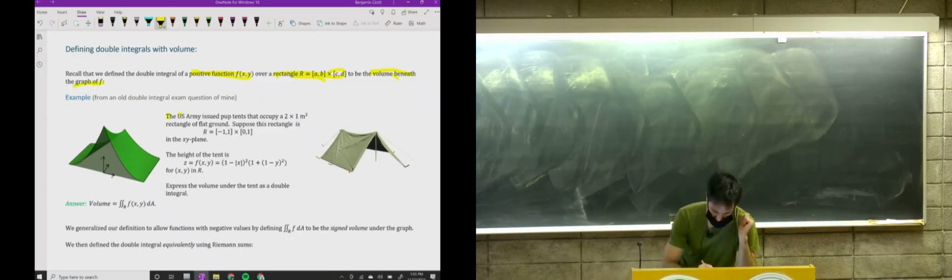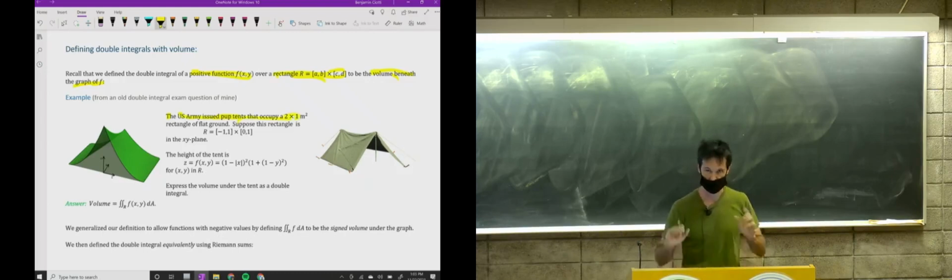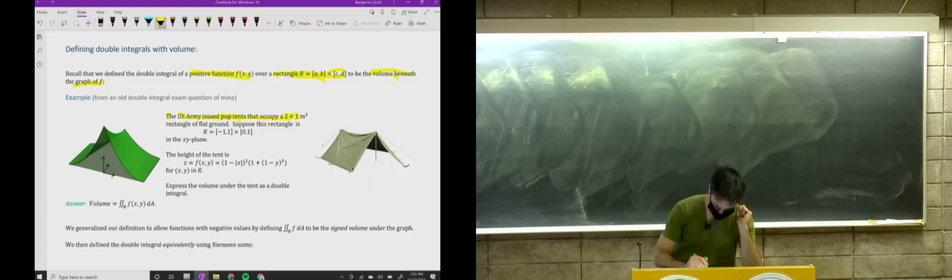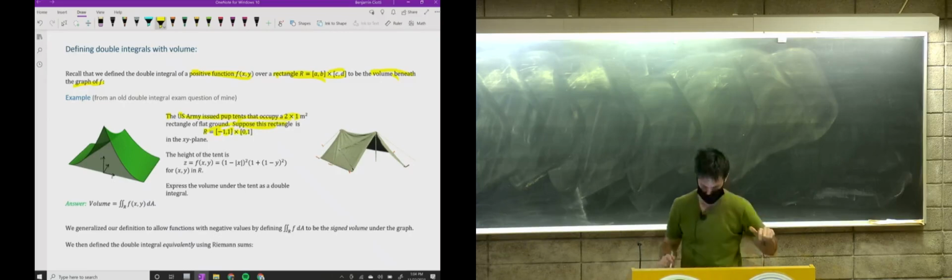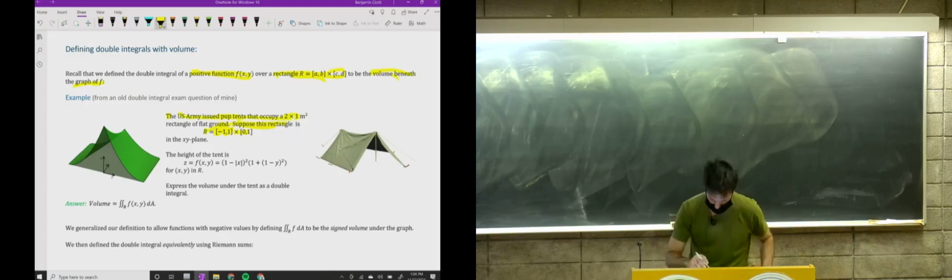Suppose that the US Army issues pup tents that occupy 2 by 1 square meters, 2 meter by 1 meter, okay, of rectangular flat ground. So let's suppose that this rectangle occupies the interval [-1, 1] cross [0, 1] in the xy plane, right? That's a 2 meter by 1 meter rectangle.